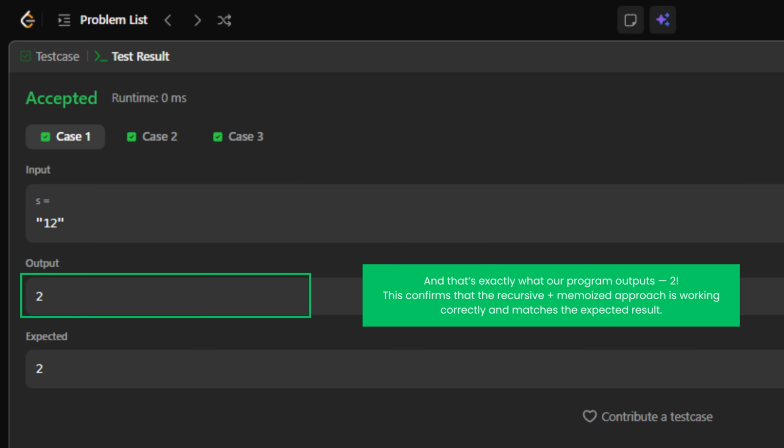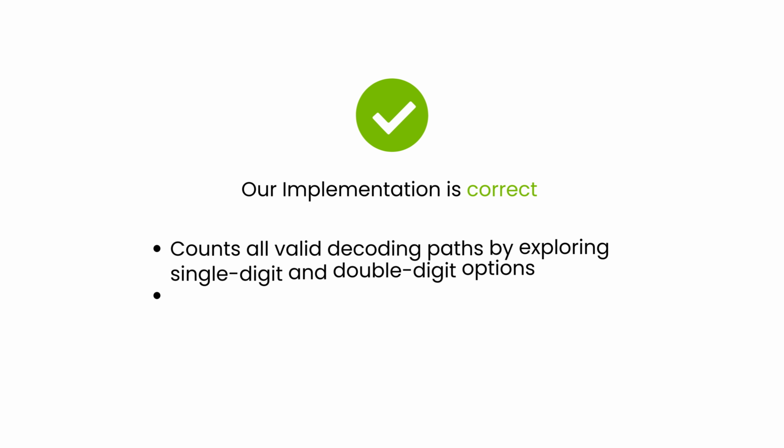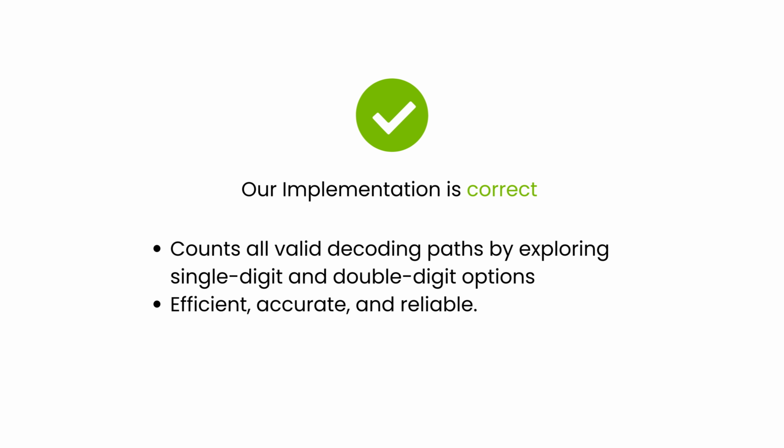And that's exactly what our program outputs, too. This confirms that the recursive plus memoized approach is working correctly and matches the expected result. Wrap up. So, our implementation is correct. The algorithm successfully counts all valid decoding paths by exploring single-digit and double-digit options, efficient, accurate, and reliable.